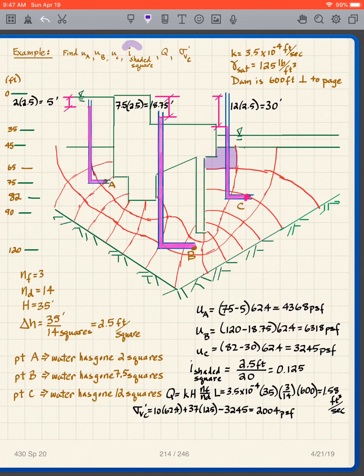I want to look at I of the shaded square. I'm going to note, what is the length L here? I need to figure out the distance the water has traveled. That distance using the measurements given is 65 minus 45, which is 20. So at 2.5 feet per square, it's 1 square divided by 20, the length that it travels, and I get a hydraulic gradient of 0.125.